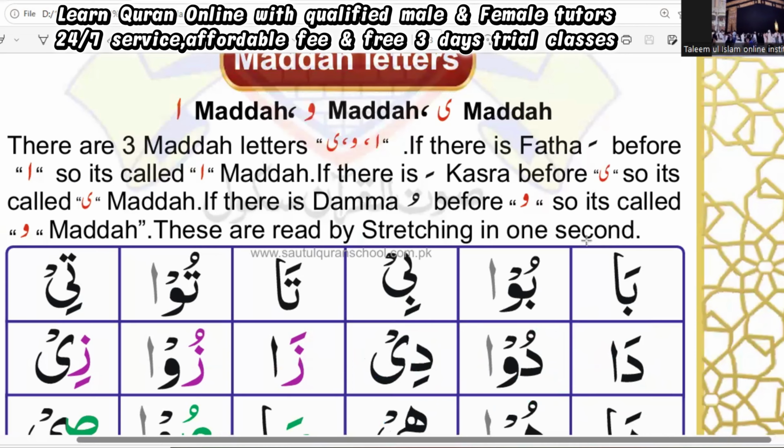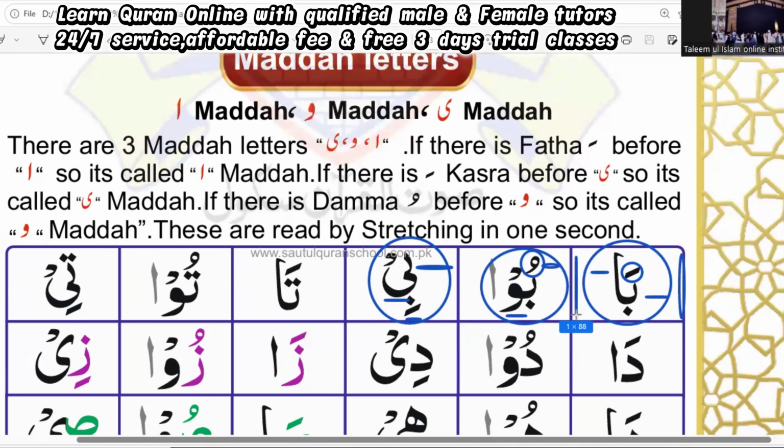Now we will try to read this one. First we will read the letters, both letters, then its sound, then its sign. Like Ba, Alif, Fatha, Ba. Ba, Waw, Dhamma, Bu. Ba, Ya, Kasra, Bi. The sound will be Ba, Bu, Bi.